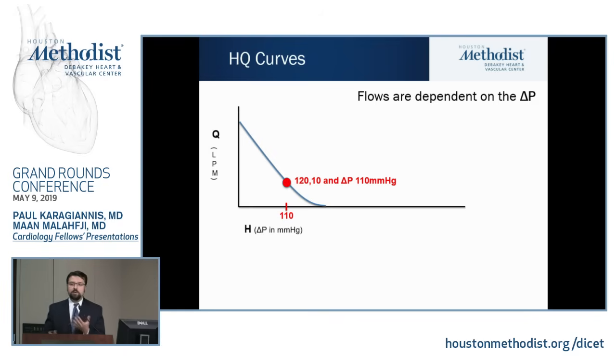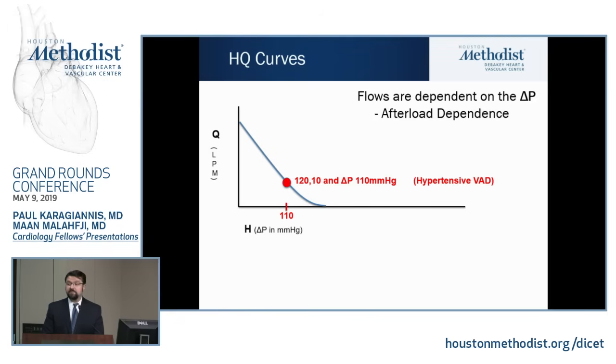Now we want to think about how changing the differential pressure affects the flow. So here we have an arbitrary setting of a MAP of 120, a mean LV pressure of 10, and a differential pressure of 110. This corresponds to a fairly low flow. Flow would be here. This you might understand to be a low flow alarm, for example, on a VAD.